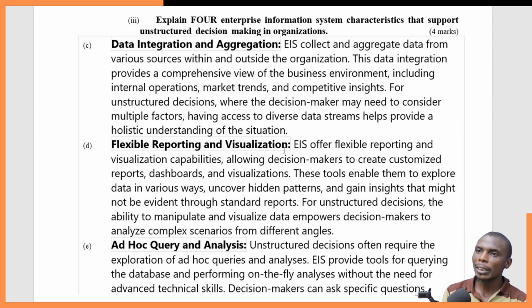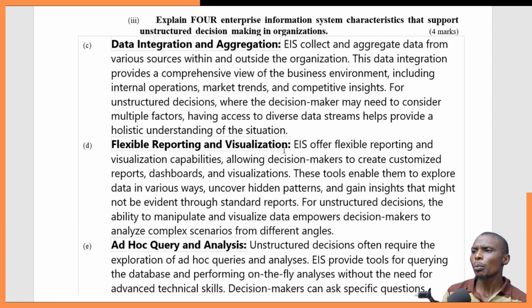So the first one there is what we call data integration and aggregation. So EIS collect and aggregate data from various sources within and even outside the organization. This data needs to be integrated, brought together to provide a comprehensive view of the business environment. It could include internal operations, market trends, and competitive insights for unstructured decisions.